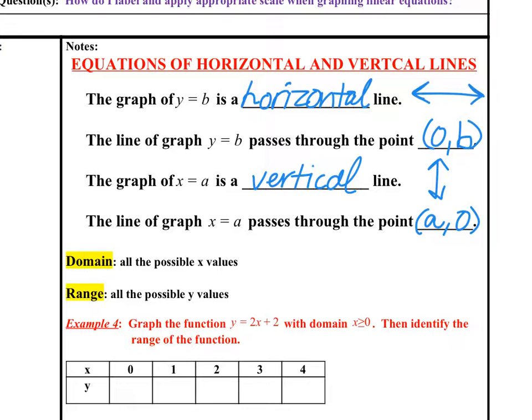Please remember that domain is all the possible x values, and that goes from left to right. Range is all the possible y values, that goes from the lowest to the highest. Okay, we're going to graph.